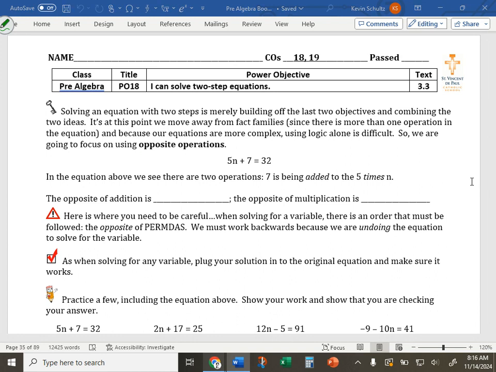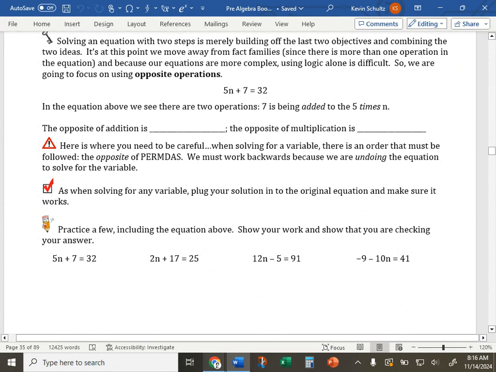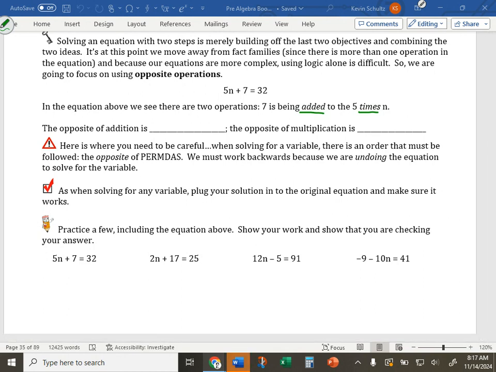We are still using opposite operations to solve this. You first practiced opposite operations with just addition and subtraction. Then you practiced opposite operations with multiplication and division separately. Now we're putting them together. Okay? So for an equation like 5n plus 7 equals 32, the 7 is being added to the 5 times n. So in the original equation, what operations are there? There's addition and there's multiplication.